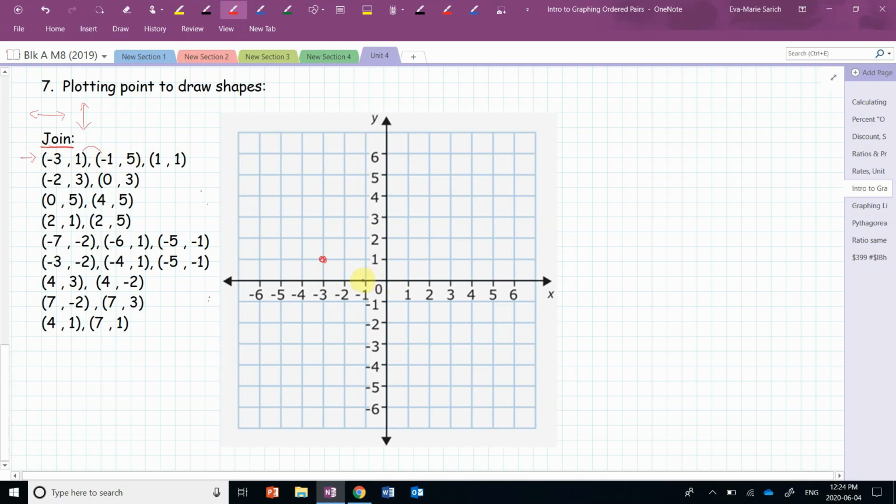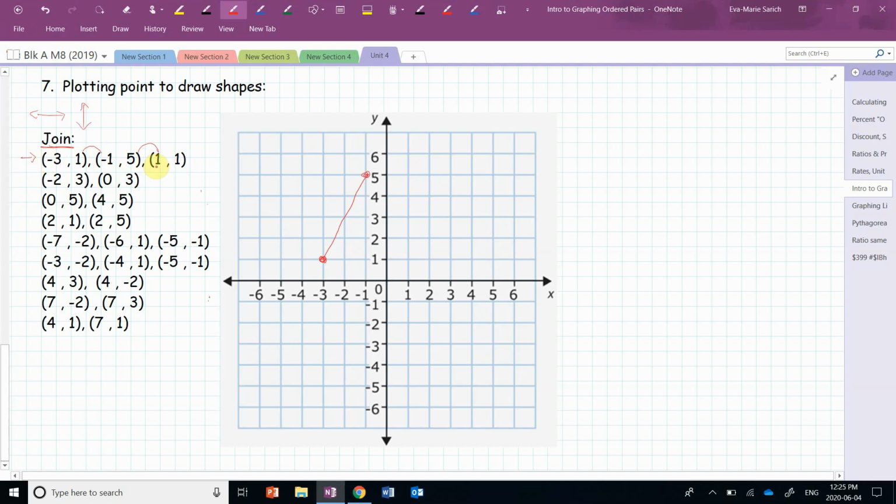So -1 is left 1, and then 5 is up 1, 2, 3, 4, 5. We're going to drop that point, and I'm in fact going to connect that with a line. Now I'm going to connect the next point to the second one. No, we don't want to wait until we've dropped all of our points, because then we won't know if we're connecting the first one to the second one or the first one to the third. So connect the first point to the second point, and then the second point to the third.